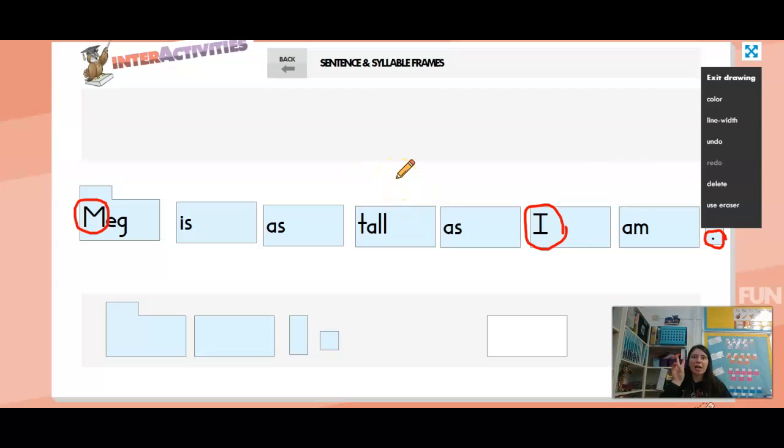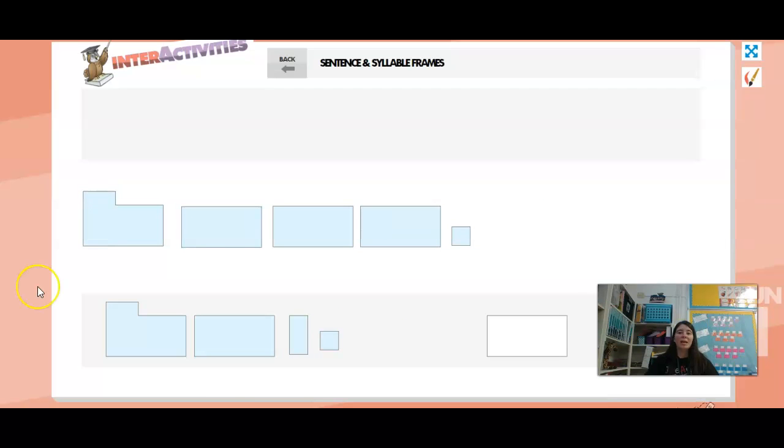And I see it 2 times in our sentence. That's right, it's as. We have as here and here. Okay? 2 times. Great job finding that word, first grade. Now we're going to move on to our second sentence. Tom has 5 pennies. Let's write that.